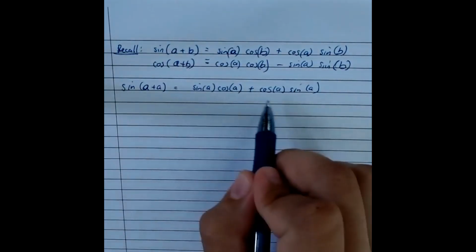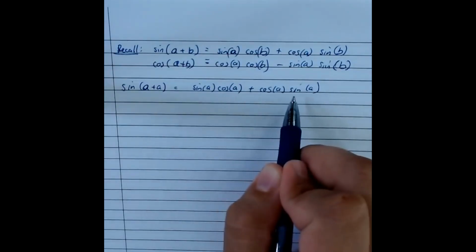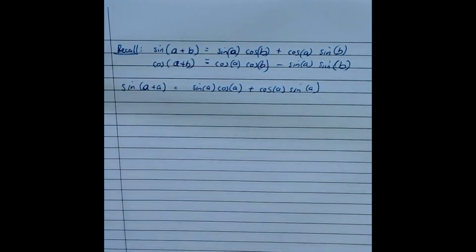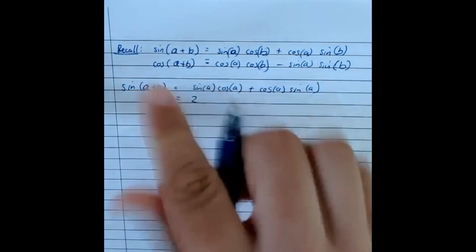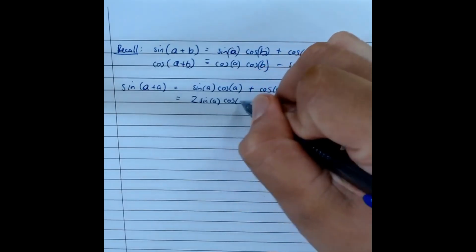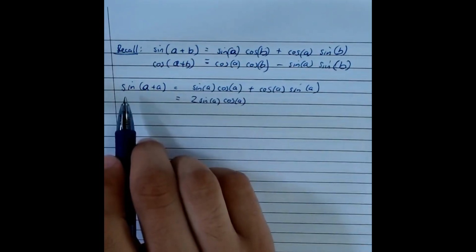Well, notice those are the same thing. Cosine a, sine a, cosine a, sine a. They're in a different order, but multiplication is commutative. It doesn't matter what order they're written in, you have the same result. So here, this is equal to double sine of a cosine of a. This is called the double angle formula for the sine function.